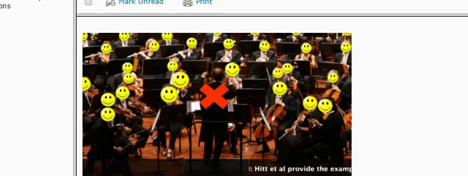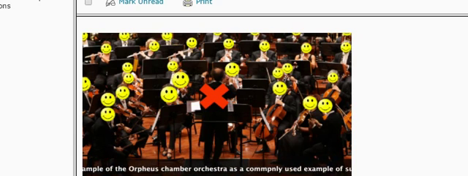Hitt et al. provide the example of the Orpheus Chamber Orchestra as a commonly used example of successful team leadership. Orchestras normally have a conductor who leads all of the musicians. A conductor's role is to analyse the musicians' performance, instruct them on how to play better together, to set the tempo, and to generally control the interplay between each of the musicians.